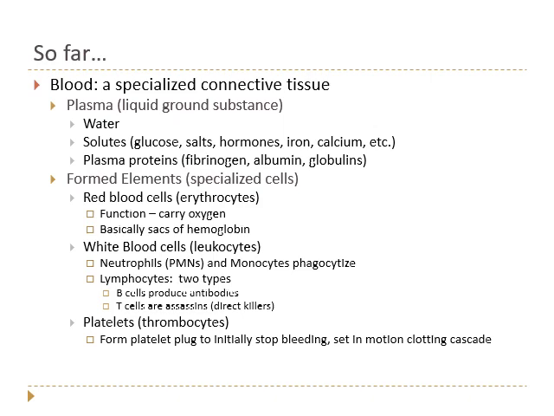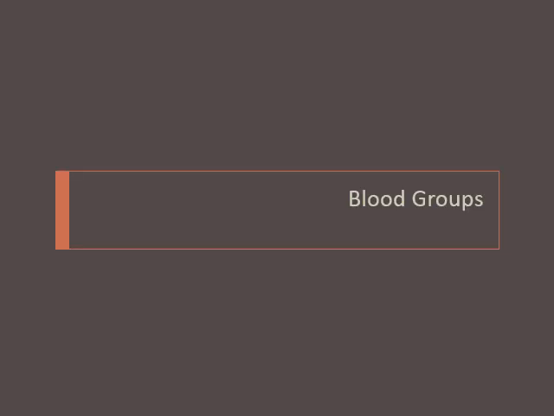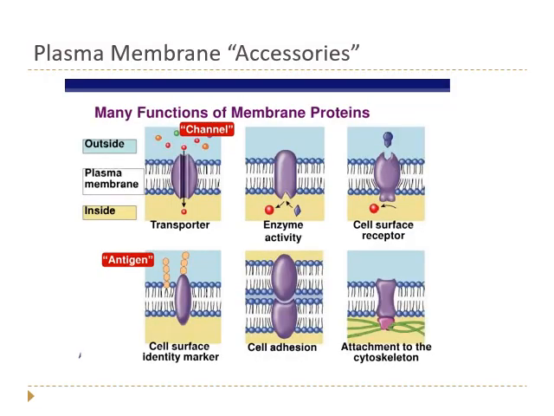So that's a review of the first 2 lectures on blood, and so now we're going to move into talking about blood groups. In order to understand blood groups, we first have to talk about antigens and then again about antibodies. So I've already been talking about antibodies. We're going to talk about them a lot more today. So first of all, I'm going to talk about antigens.